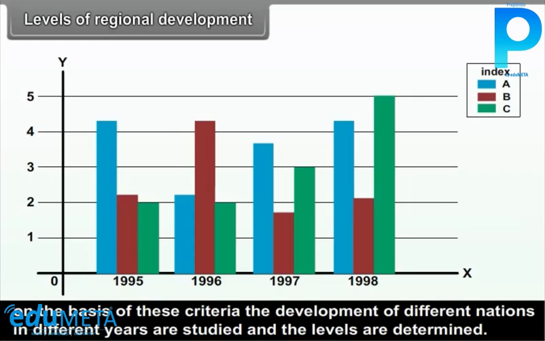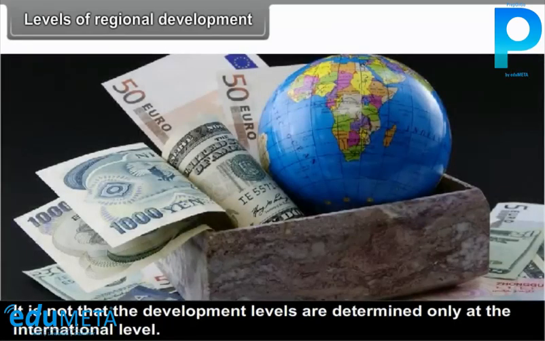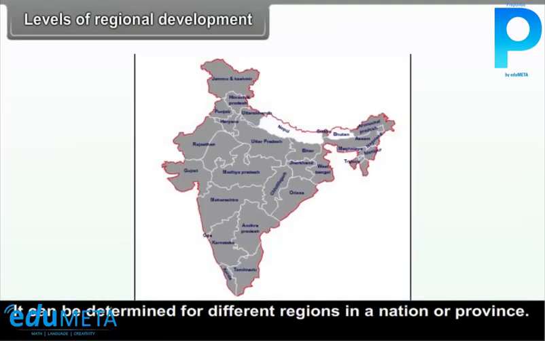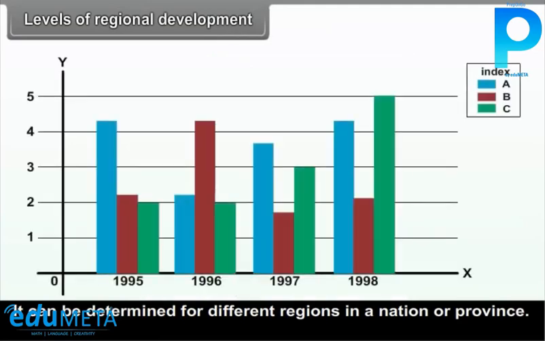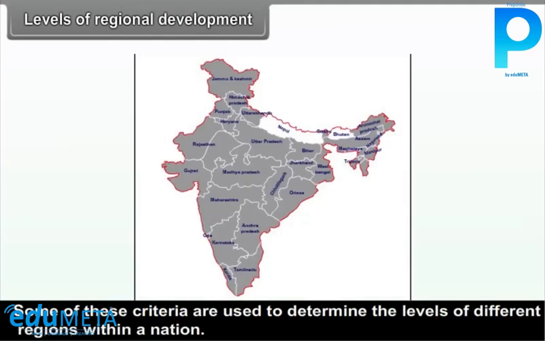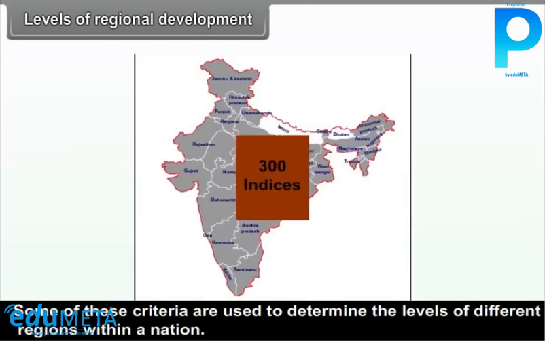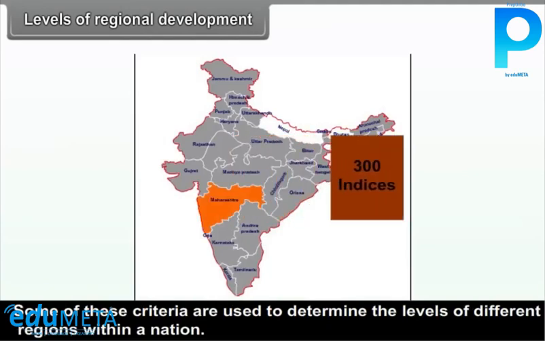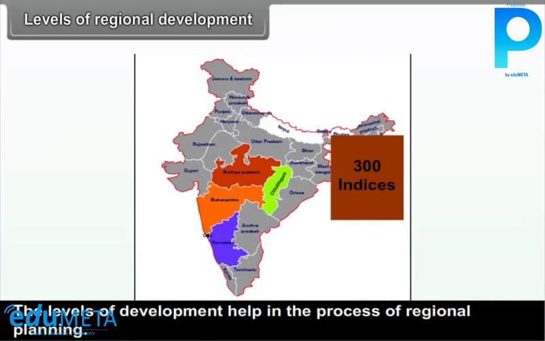It is not that the development levels are determined only at the international level. It can be determined for different regions in a nation or a province. Some of these criteria are used to determine the levels of different regions within a nation. The levels of development help in the process of regional planning.